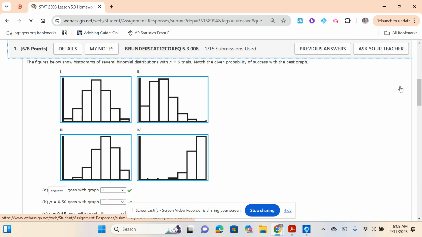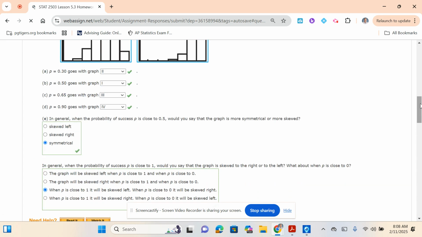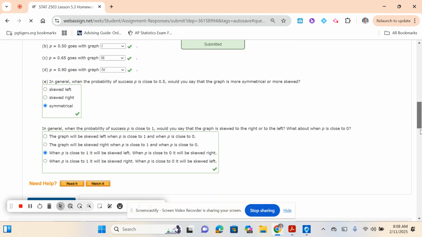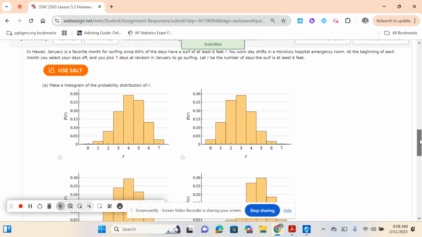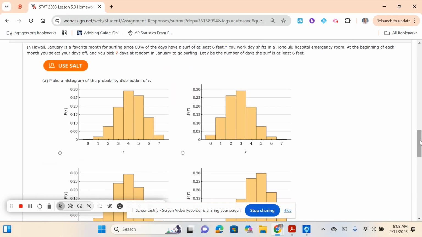All right, let's look at number 2. This is similar to what you saw in your notes. In Hawaii, January is the favorite month of surfing. 60% of the days have surf at least 6 feet. You work day shifts at a Honolulu emergency room. At the beginning of the month, you select your days off. You pick 7 days at random to go surfing. Let R be the number of days you surf that's at least 6 feet. So make a histogram.